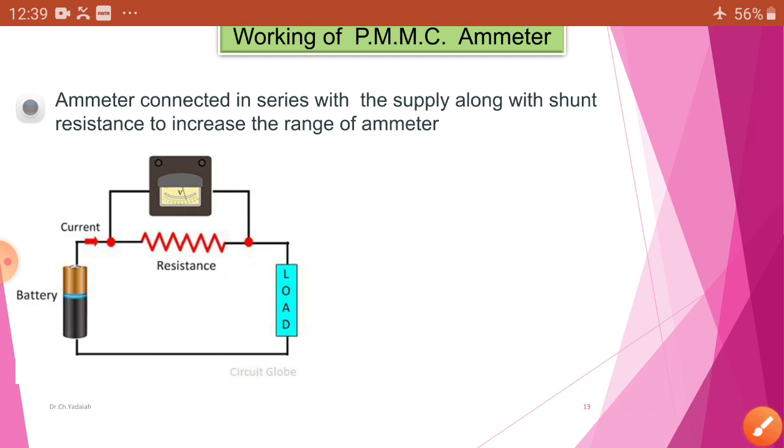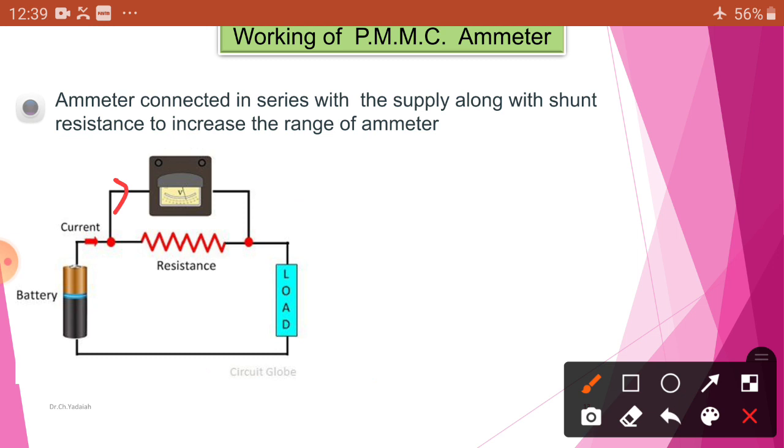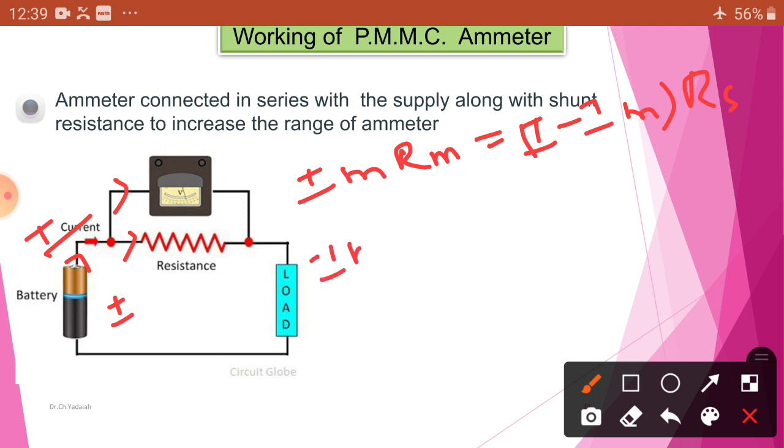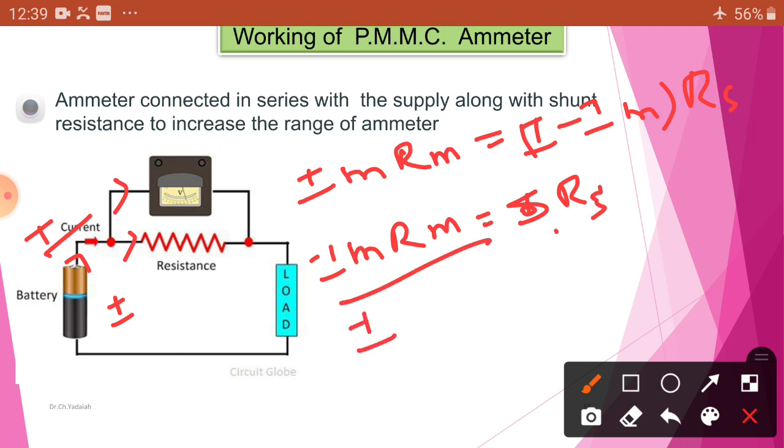What is the equation? Let us do it once again. Here the current is Im, so Im Rm is equal to the current here, I minus Im, into Rs. Now Im Rm is equal to I minus Im into Rs. So simply the shunt resistance Rs is equal to Im Rm divided by I minus Im.